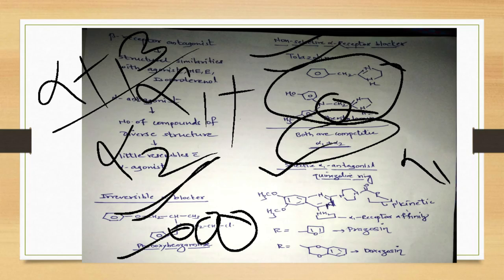Selective means either alpha 1 or alpha 2. In the case of beta, either beta 1, beta 2 or beta 3. So if they act on all three beta, then they are non-selective beta blockers. If on both alpha, then non-selective alpha blockers. Any specific alpha 1 or alpha 2 or beta 1 or beta 2 or beta 3, that means they are selective blockers.